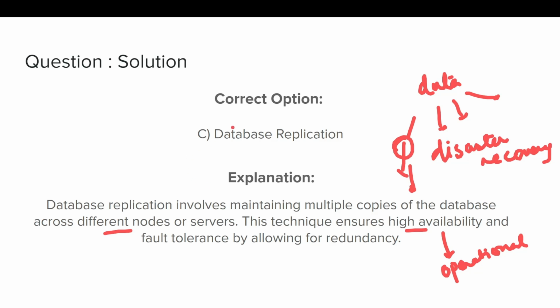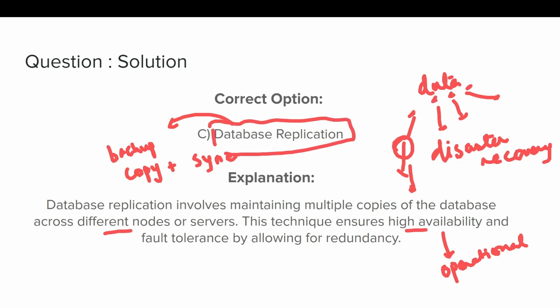The basic thing of database replication is not just keeping a backup of the data. It will copy the data into multiple places, but it is also going to synchronize the data, as in maintain the consistency of the data across all the multiple servers. This is the new building block that we learned about: database replication.